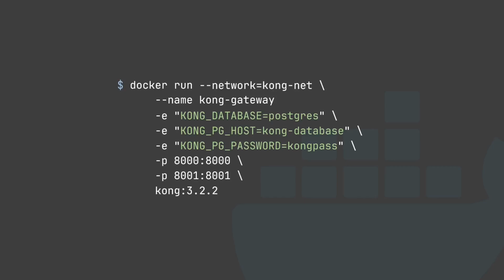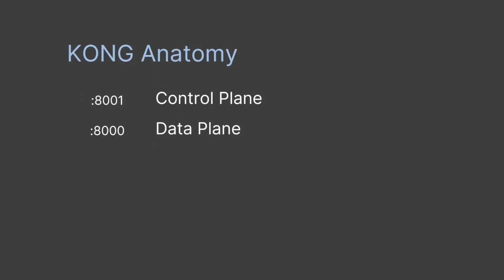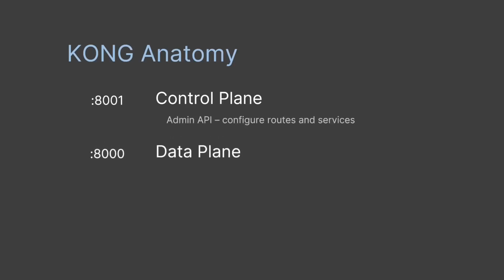Before going any further, it would be useful to look at the anatomy of Kong Gateway. Kong comes in two planes, the control plane and the data plane. The default ports for these planes are 8001 and 8000 respectively. The control plane is where the admin API lives. This REST API is what we'll be using in the next video to configure our services and routes. Now the data plane is what will handle all the traffic and routing. Any configuration made on the control plane will be applied to all routes passing through this plane. This plane is actually built on top of Nginx.